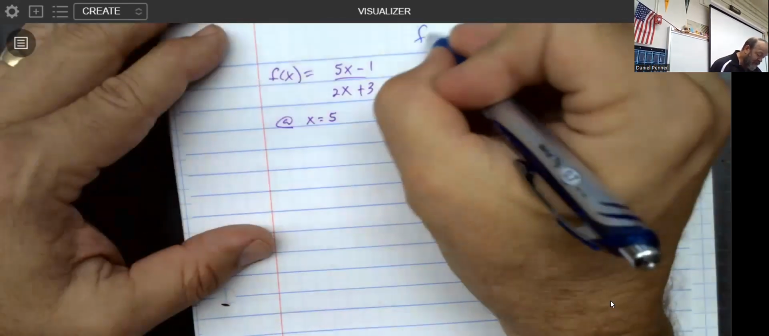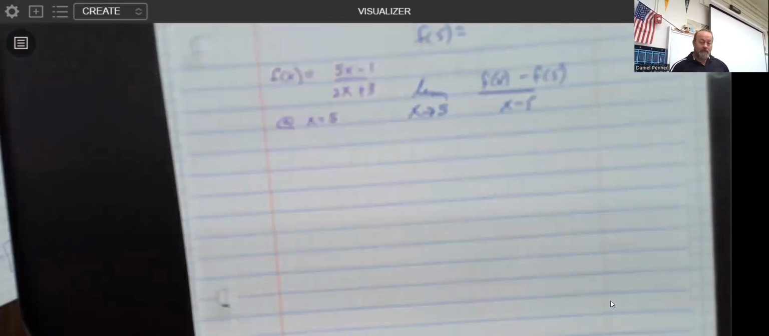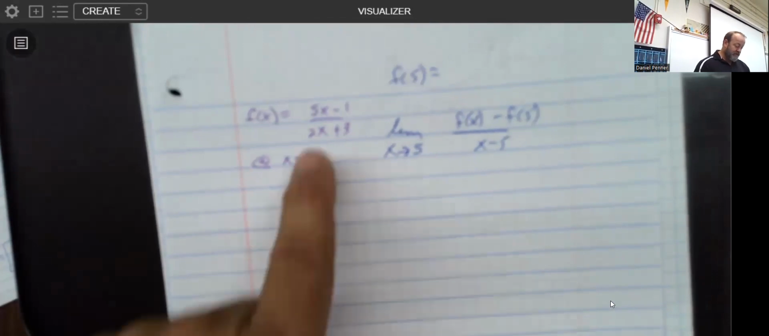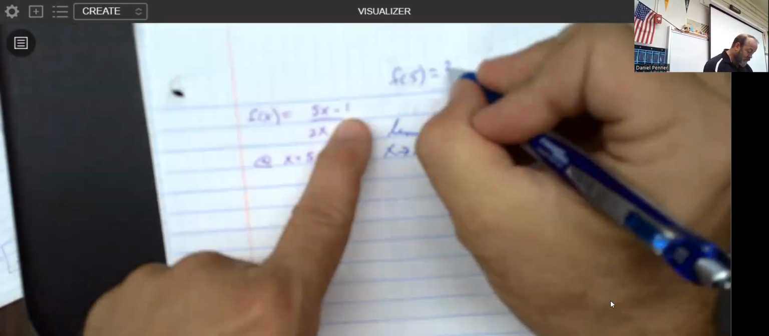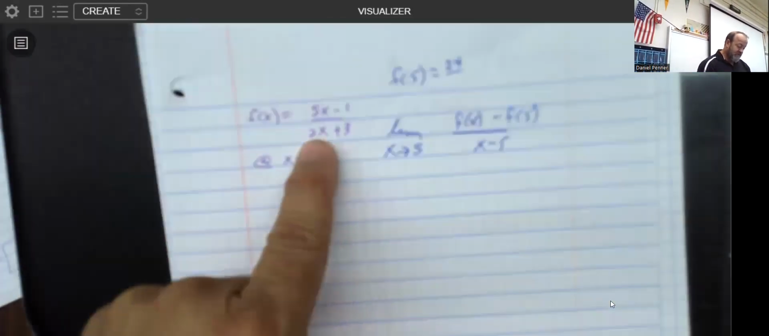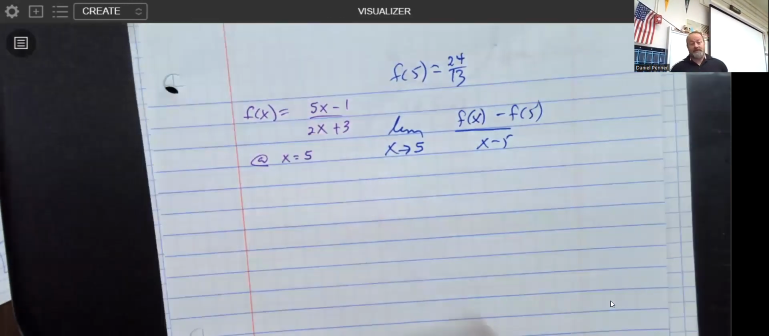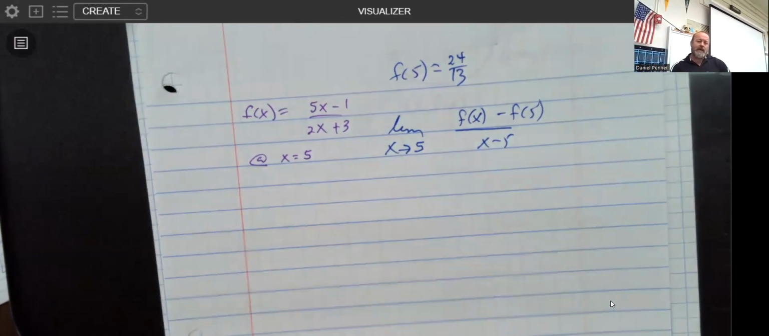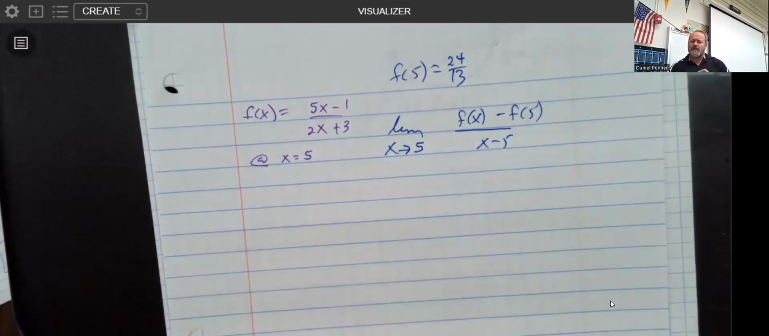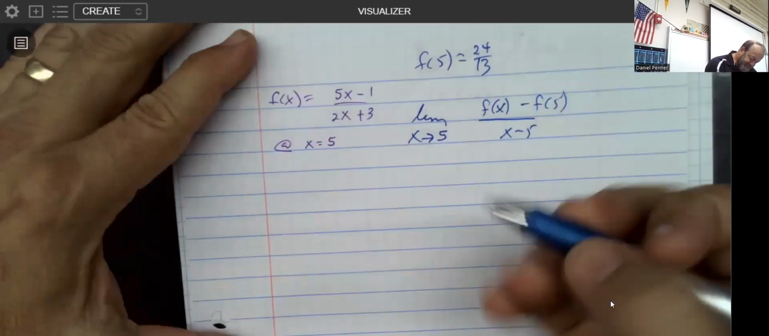Now, f of 5, I think I designed this one to not be perfect either. That would be 25 minus 1, which is 24, over 2 times 5 is 10, plus 3, that's 13. Again, that's a bizarro value. I want to find out what happens if this curve at 5, 24/13. What's the slope at that value? That's strange, but no big.